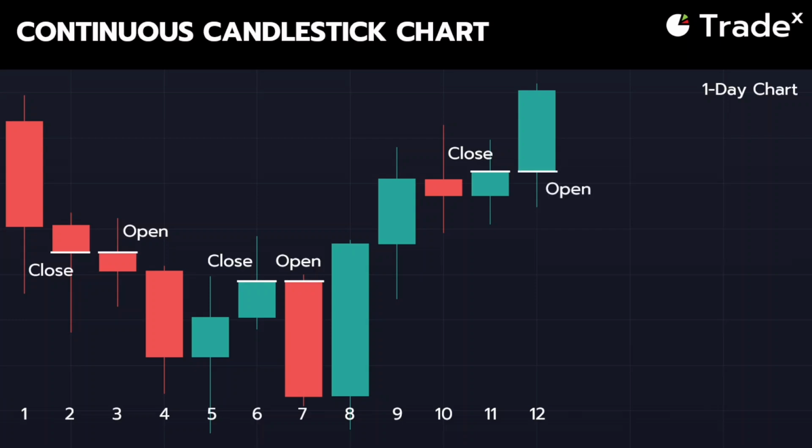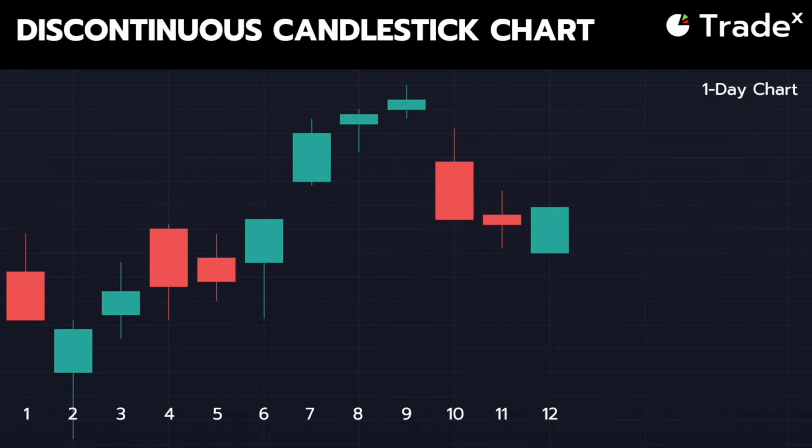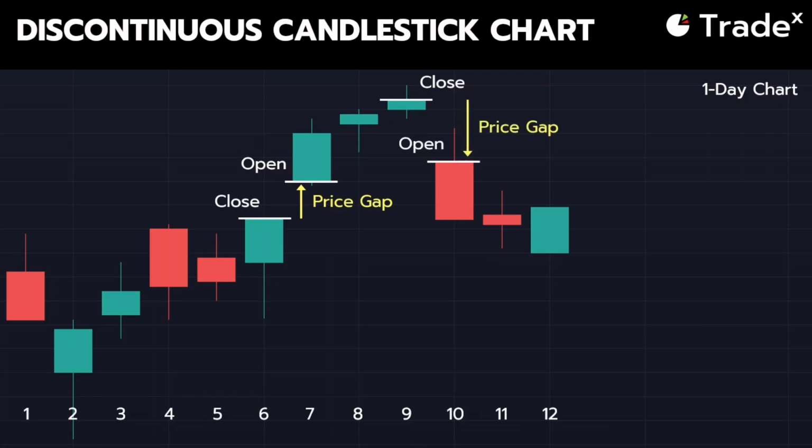On the discontinuous chart, the closing price on the 6th day may not be the same as the opening price on the 7th day. We call this a price gap. Similarly, there is a significant gap down between the closing price on the 9th day and the opening price on the 10th day. This price gap can result from news and events, economic data releases, company announcements, or off-hours trading.